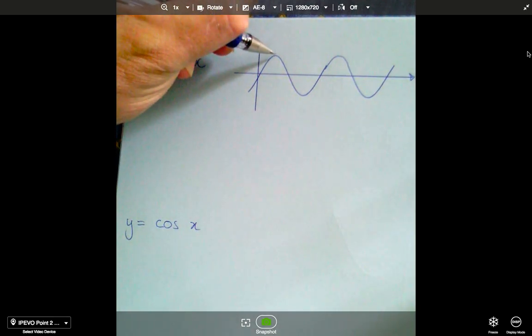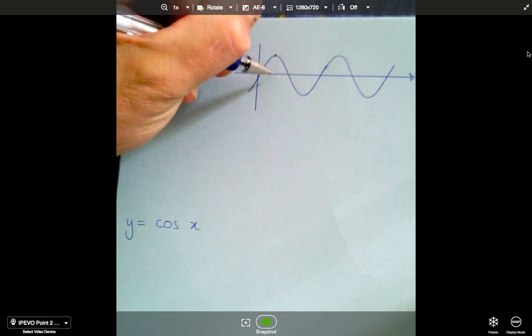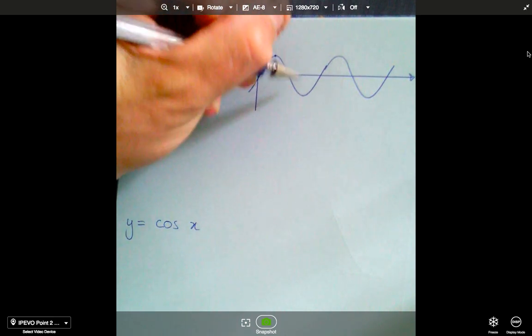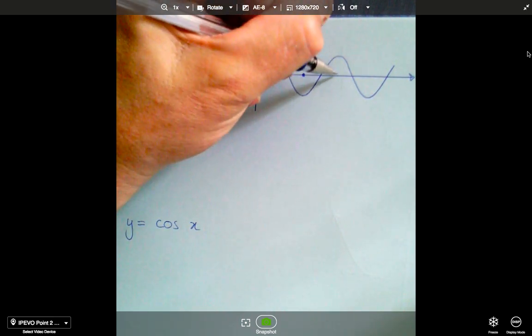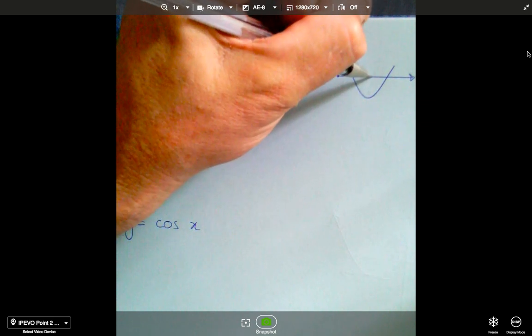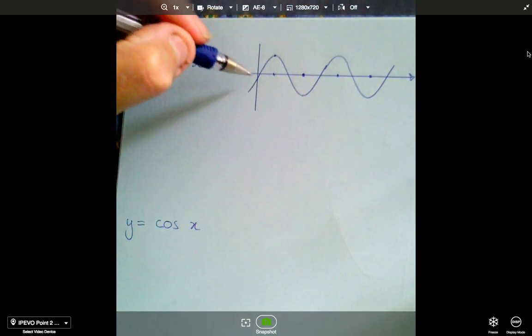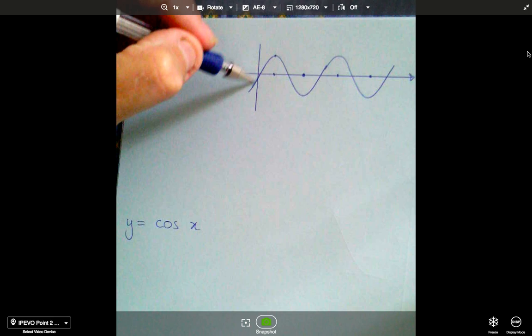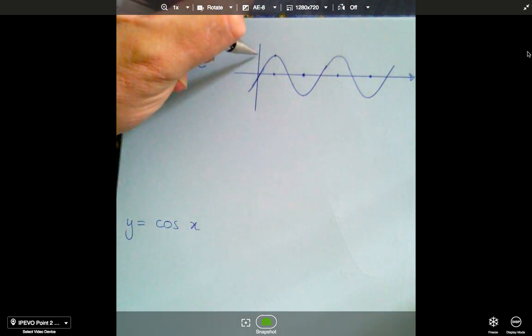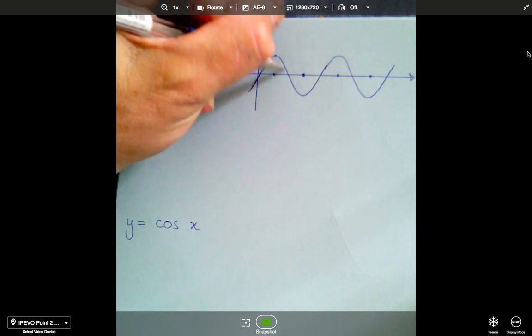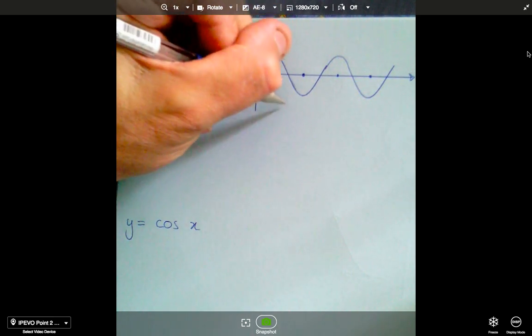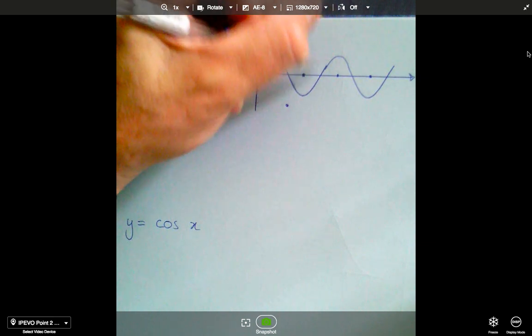So at this point here, the tangent is 0. At this point, the tangent is 0. At this point, the tangent is 0. And at this point, the tangent is 0. And at this point, it looks like the tangent is basically 1. The gradient of the tangent is 1. And back here, it is maybe minus 1. And here it is 1 again.